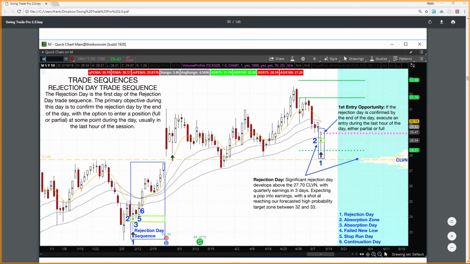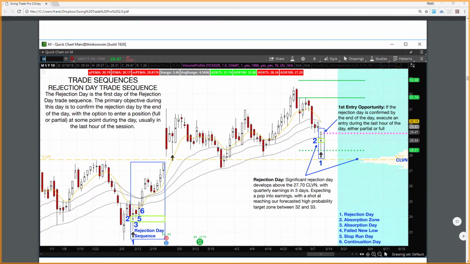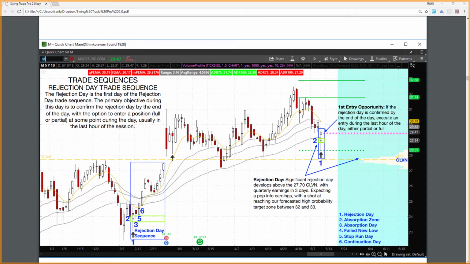So let's take a look at a rejection day trade sequence here in Macy's. The rejection day is the first day of the rejection day trade sequence. Here you go. That's a great looking rejection day. The primary objective during this day is to confirm the rejection day by the end of the day, with the option to enter a position, full or partial, at some point during the day, usually in the last hour of the session.